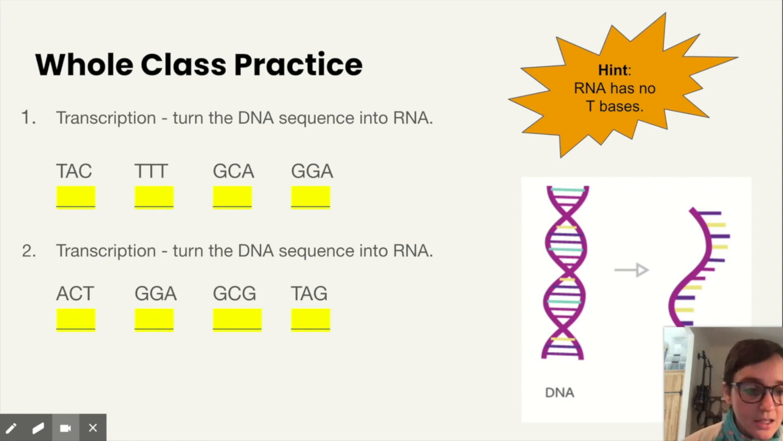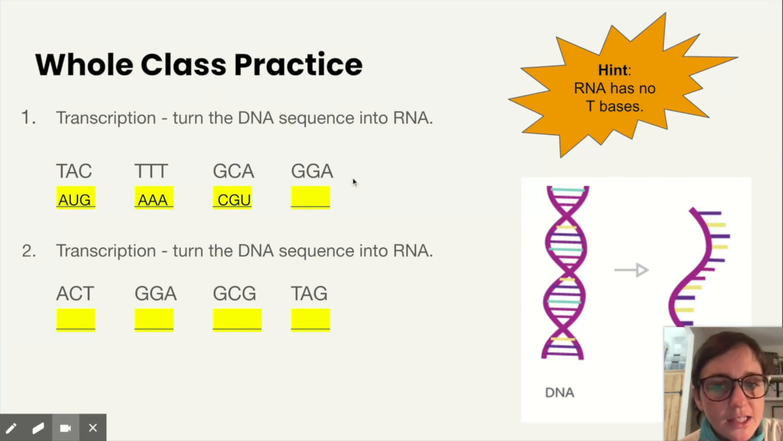So TAC is going to be complementary with AUG. T again matches with A. A should match with T, but RNA has no T bases, so A instead will match with U. And then C's and G's are all the same. TTT is going to match with AAA. GCA, G will match with C, C will match with G, and A will be with U. It should be T, but in RNA, it's U.